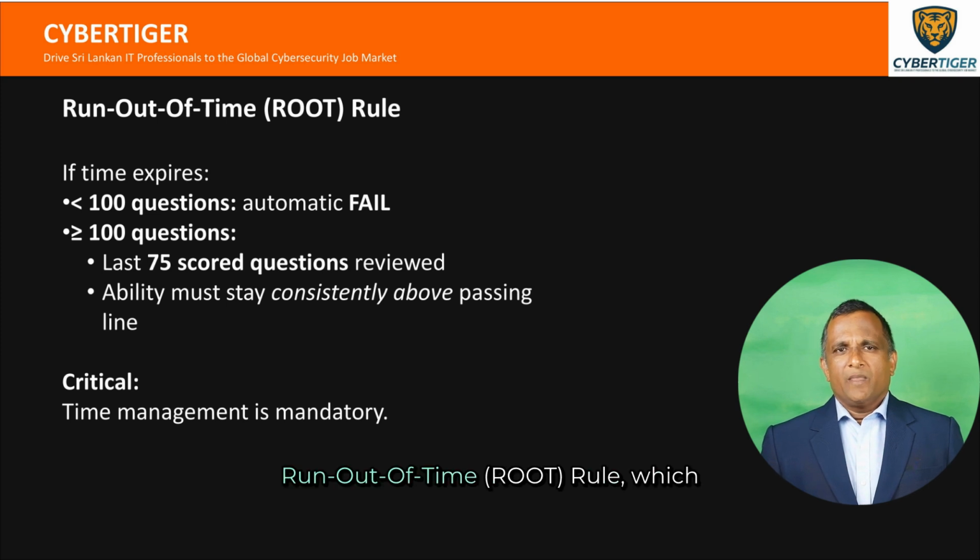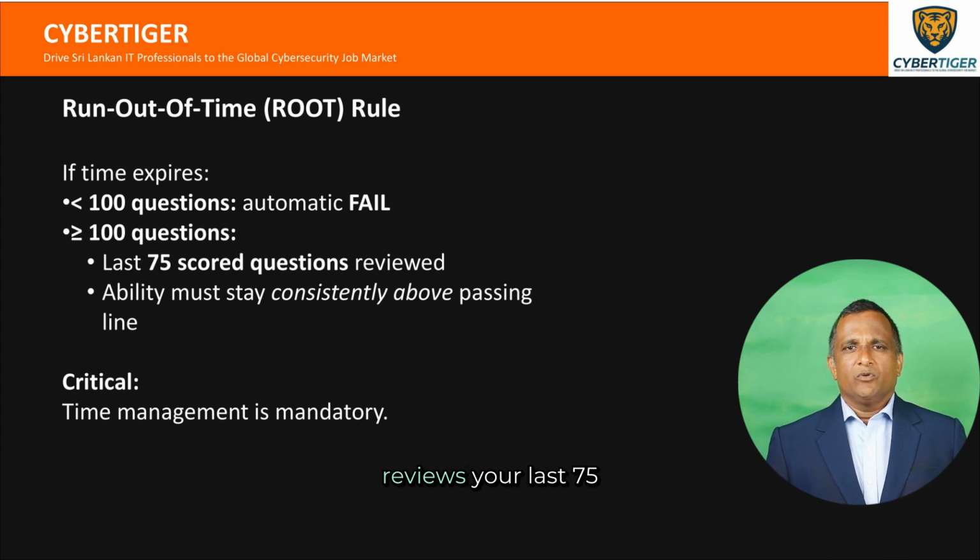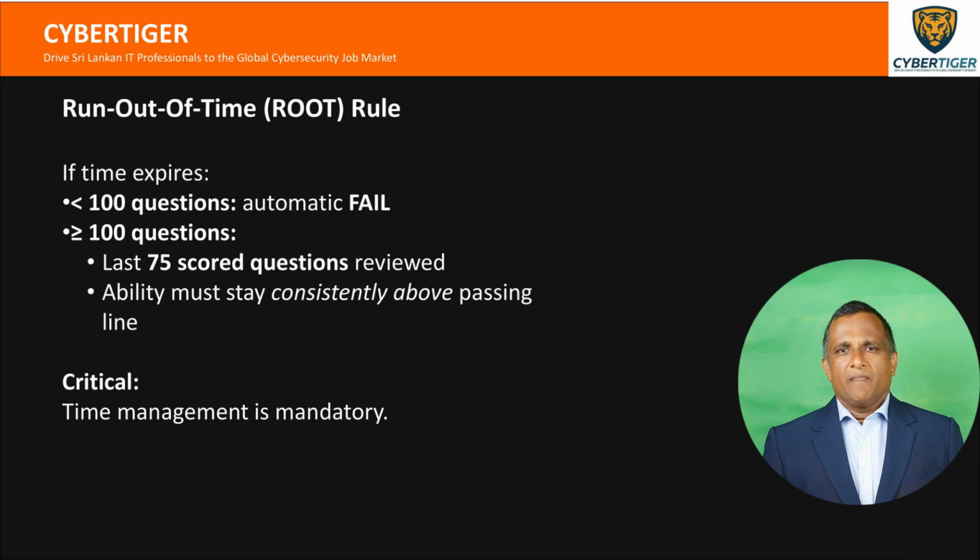Finally, let's cover the run out of time rule, which is all about time management. If your 3-hour limit expires with fewer than 100 questions answered, it's an automatic fail because the system doesn't have enough data to assess your ability. With 100 or more questions answered, the engine reviews your last 75 scored questions and evaluates whether your ability stayed consistently above the passing line. Critical point: time management is mandatory. You must pace yourself to reach at least 100 questions while keeping accuracy high, just like prioritizing critical alerts in a live security environment.